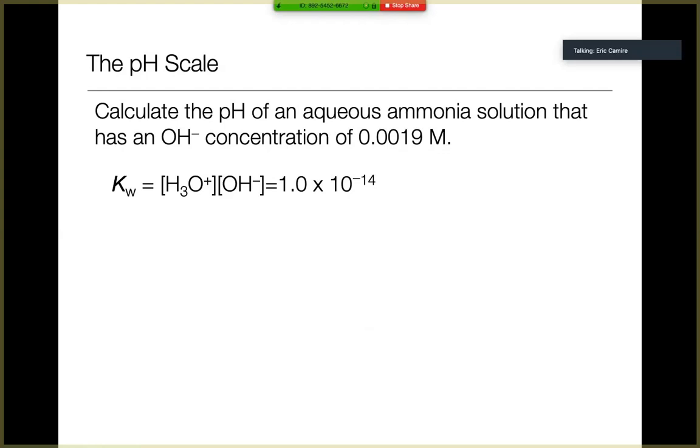It says calculate the pH of an aqueous ammonia solution that has a hydroxide concentration of that. Now I want you to find the pH. So I'm going to give you a full minute, maybe a minute and change, to work on this. And while you do that, I'm just going to start organizing my work here.